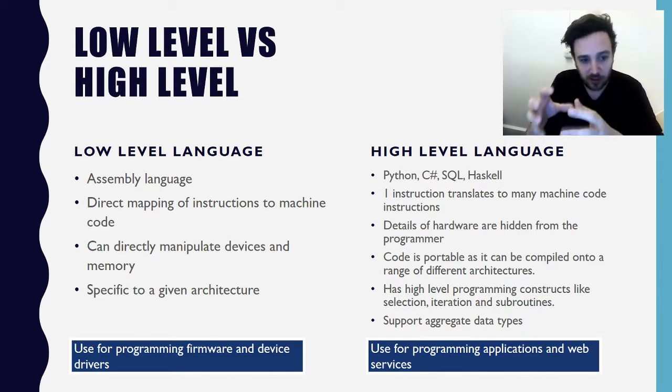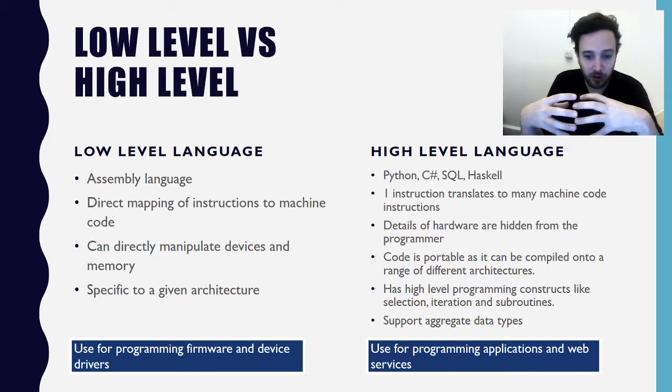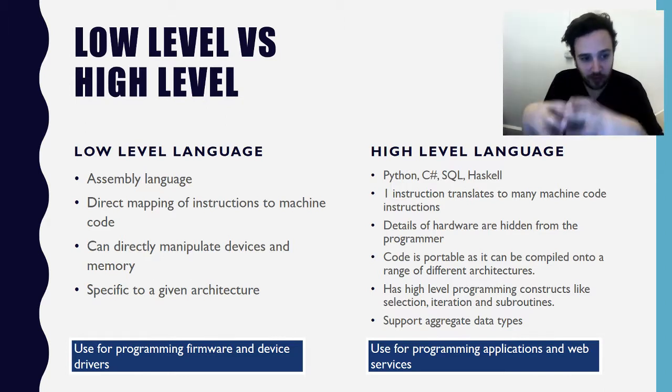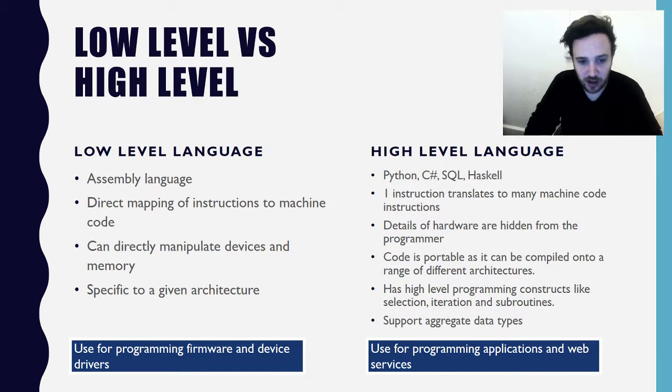The downside of low-level language naturally is that there's a lot more coding involved, because you've got to write every single low-level instruction, and then on top of that, the instructions are specific to a given architecture. So if you write a low-level program for a PC architecture or a certain chipset, it's not going to work on, for example, a mobile phone.